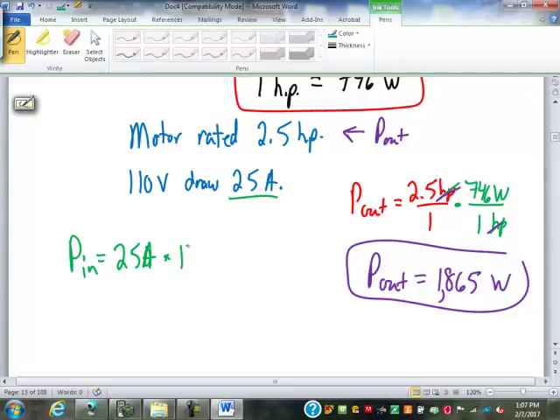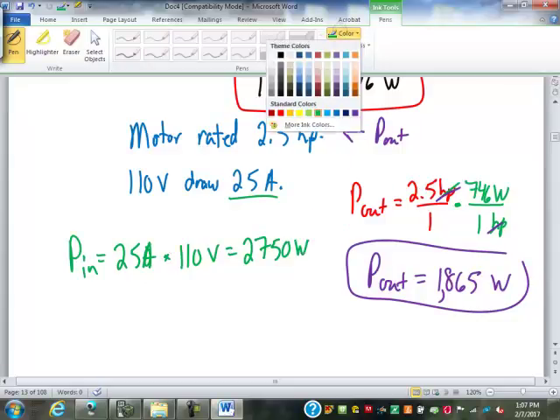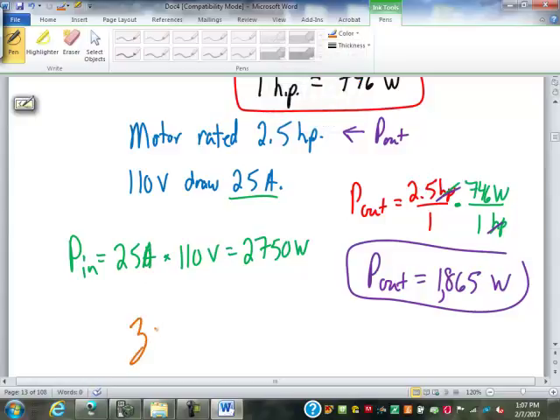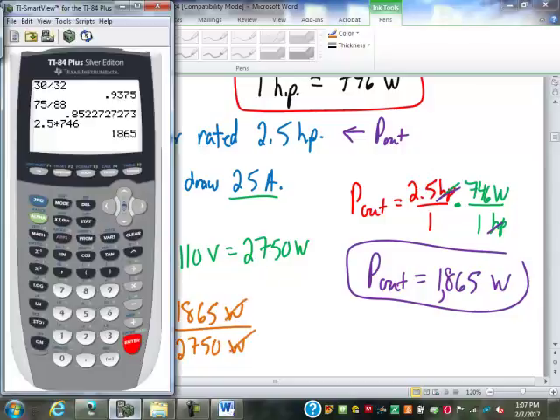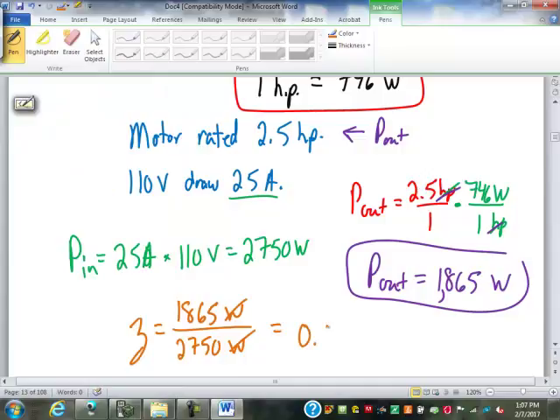$25 amps times 110 volts is 2750. There you go. So 2750 watts. So our efficiency, the 1865 that we get for output at 2.5 horsepower over the 2750 input, is 0.6782, or 67.82% efficiency. Any questions so far?